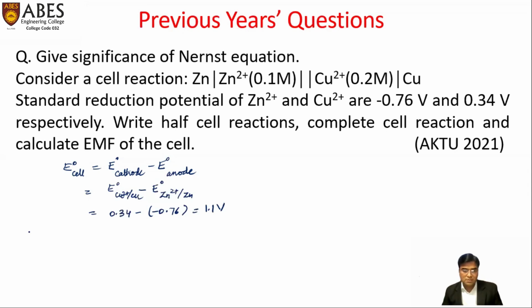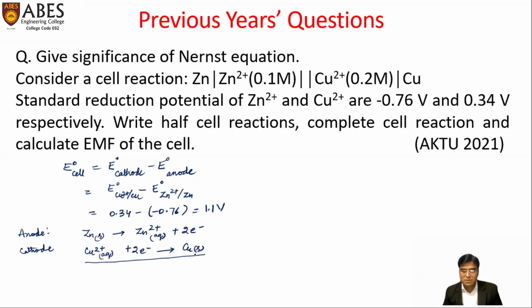Now if we have to write the reactions at anode, that is on the left side, so it is zinc. Zinc is undergoing oxidation to form zinc 2+ in the solution and loses 2 electrons. At cathode, that is on the right side, Cu2+ taking 2 electrons converts to Cu solid. So the net reaction is zinc solid plus copper 2+ in aqueous form converts to zinc 2+ in aqueous form plus copper solid.